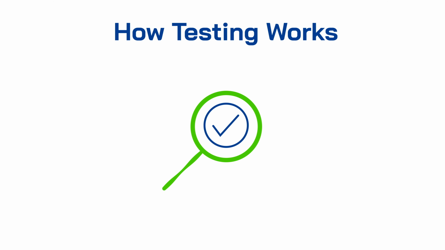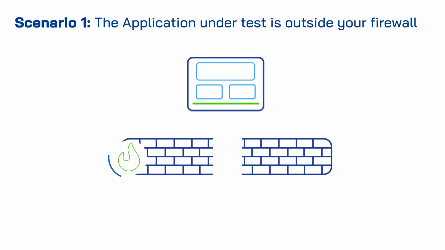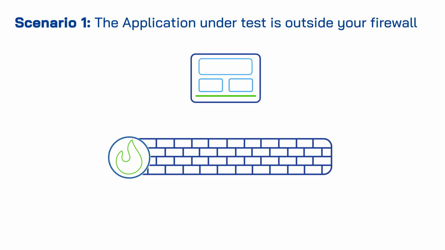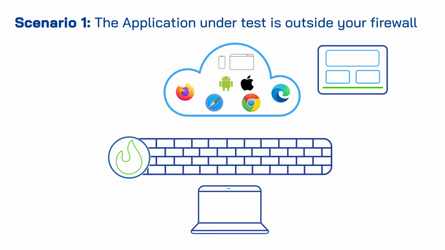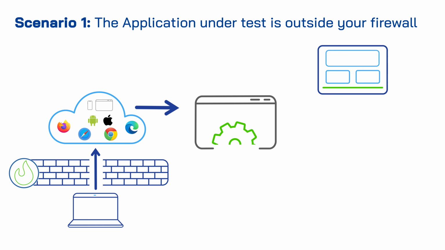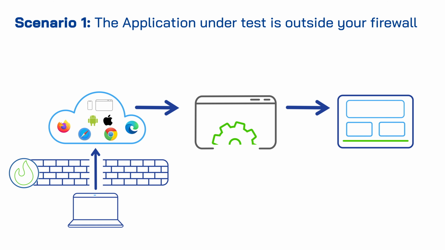Let's have a closer look at how testing works. In this case, the application you want to test is outside of your firewall or is publicly available on the internet. You are inside your corporate firewall and the SaaS solution is outside of your firewall. You send a request, the SaaS provider starts a browser in their data center, and the browser will access your application to be tested. This is the easy case.